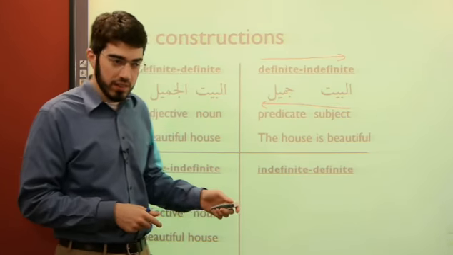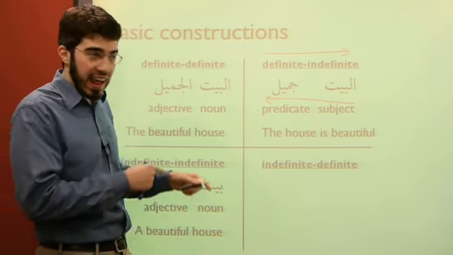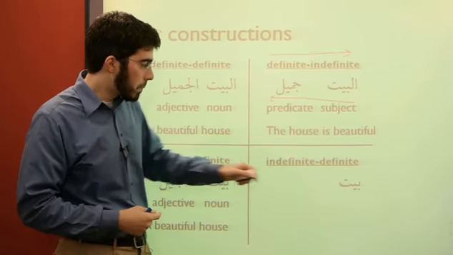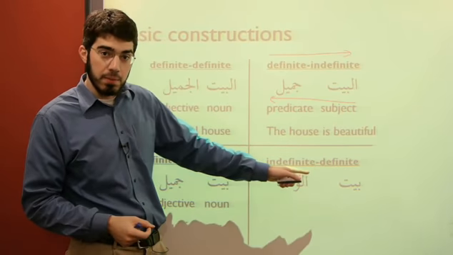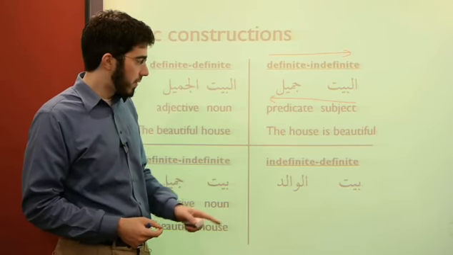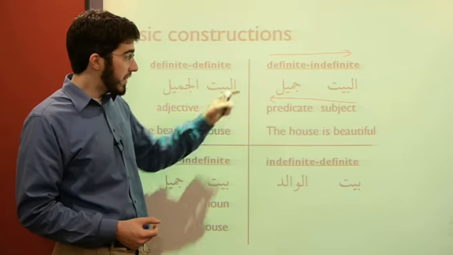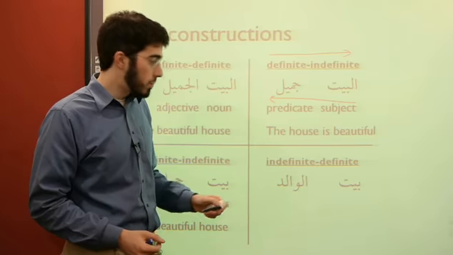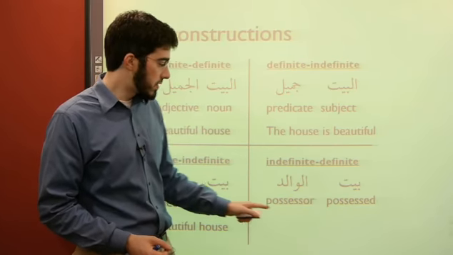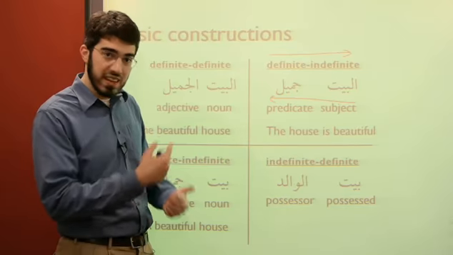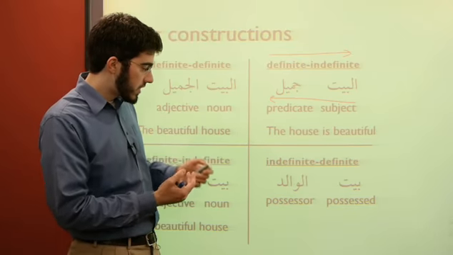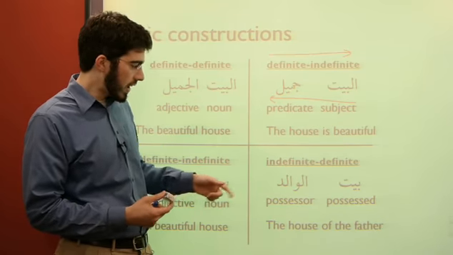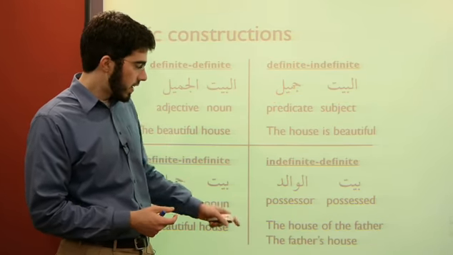Great. Final category, indefinite, definite. I have to change the words around to make it make sense, but it still codes for something. Let's put now Bayt al-Walid. Bayt meaning house, Walid meaning the father. If I do that, it's not going to be a predicate-subject relationship or subject-predicate relationship. It's going to be a relationship of possessed and possessor. What does that mean? It's like a possessive construction. The translation is going to be the house of the father. And alternatively, you could actually say the father's house.